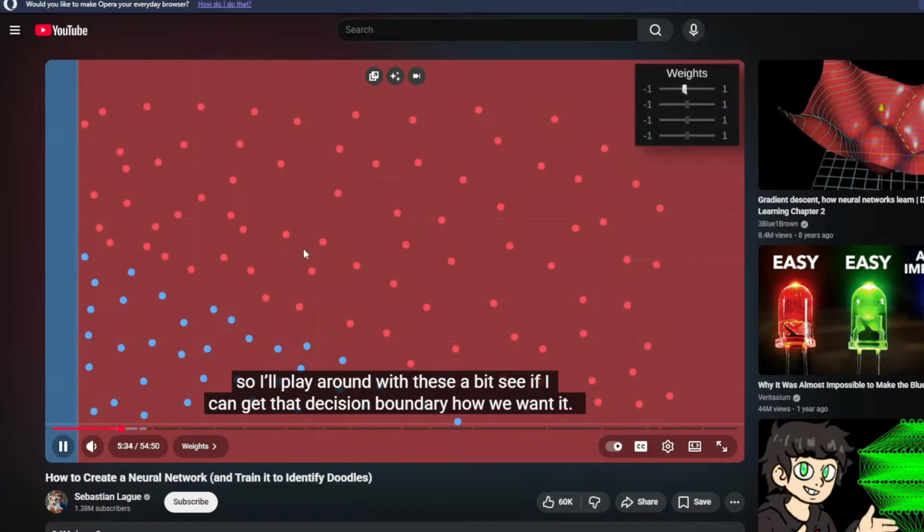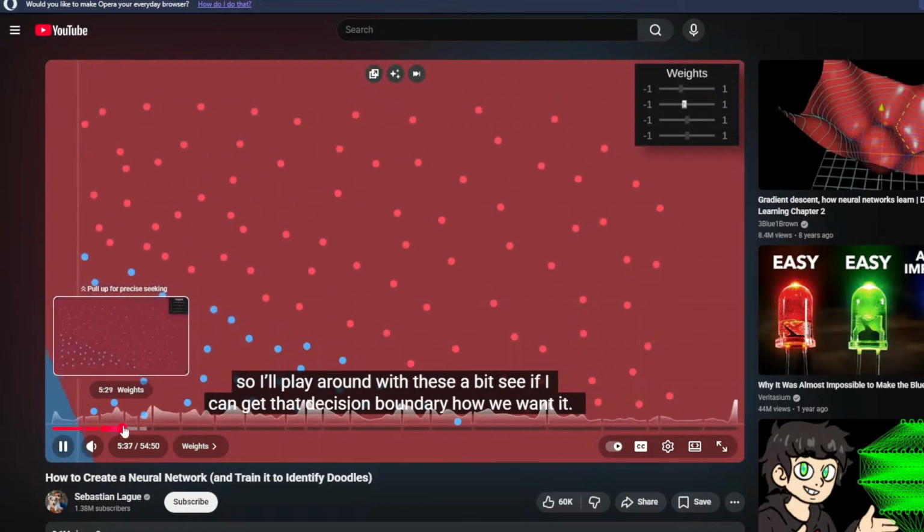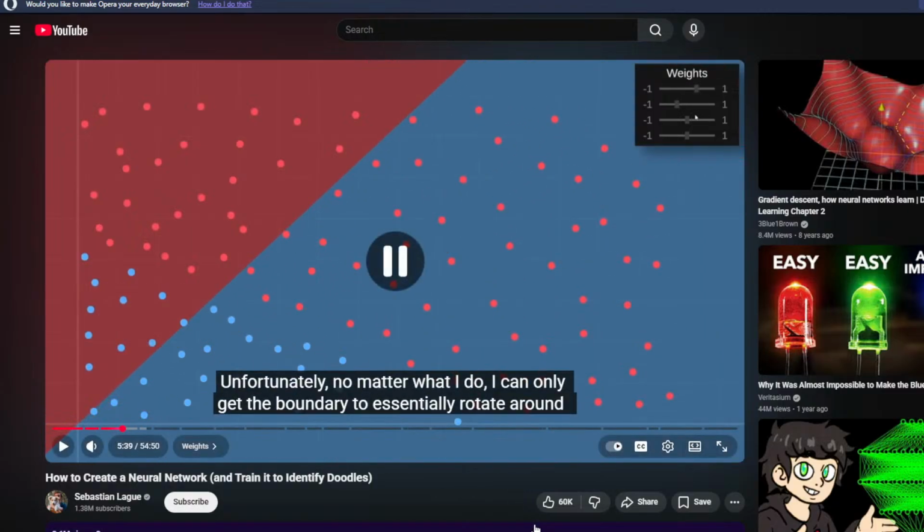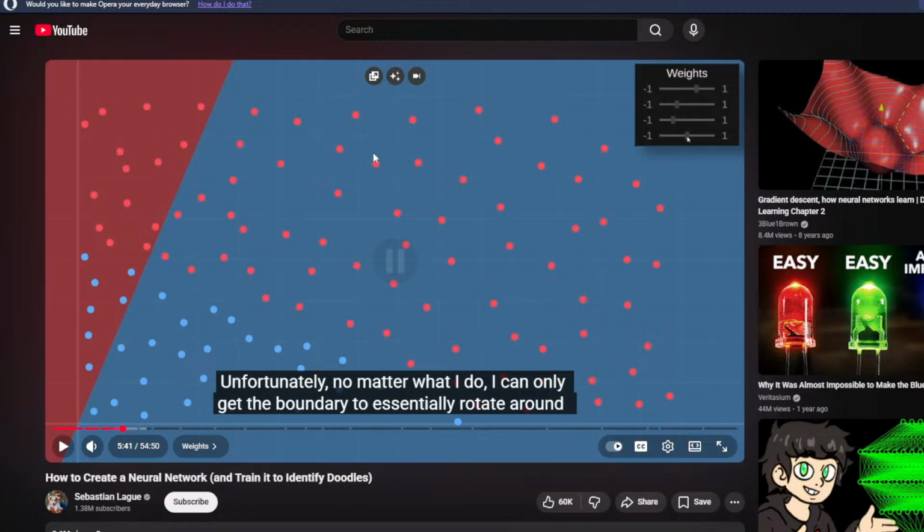Network weights. So I'll play around with these a bit to see if I can get that decision boundary how we want it. Okay. So we're focusing on the decision boundary based off the weights. Now, what are we saying here exactly? These are the connectors to each output. So we have weight 1 1, weight 1 2, weight 2 1, weight 2 2. So this is for your x axis. Let's say we're here, right? This is the weight, but no, because this is working in the decision boundary.